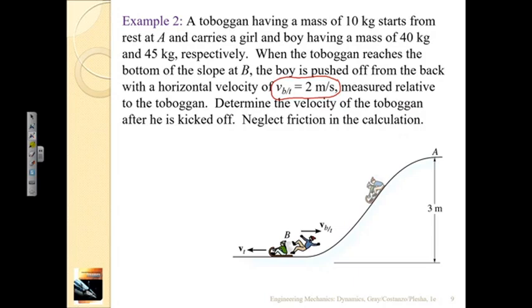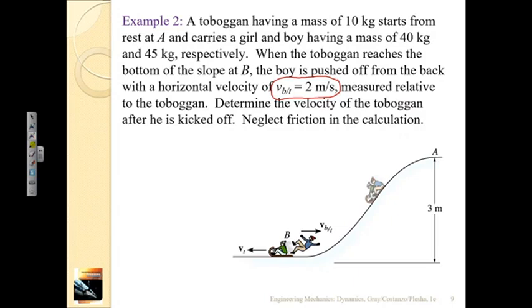We want to know how fast we're going at the end of this. So the velocity of the toboggan at state 2 is what we're trying to figure out. And we know that the velocity of the boy relative to the toboggan is 2 meters per second. So we don't know how fast he's going, but we know how fast he's going relative to where he just got kicked off of.